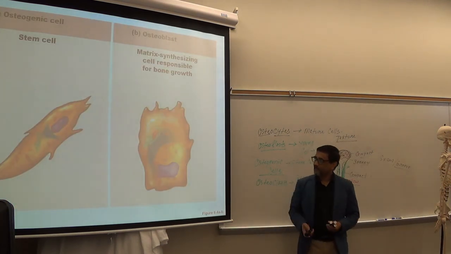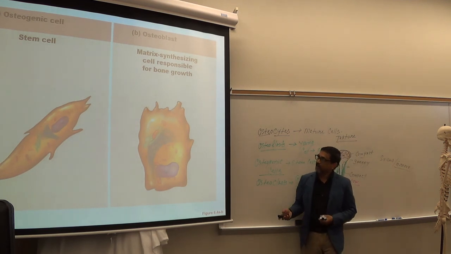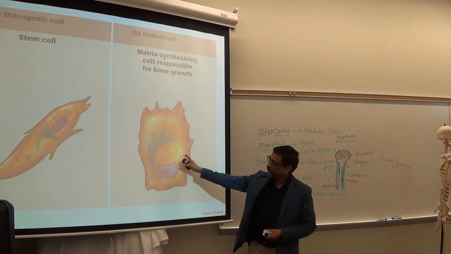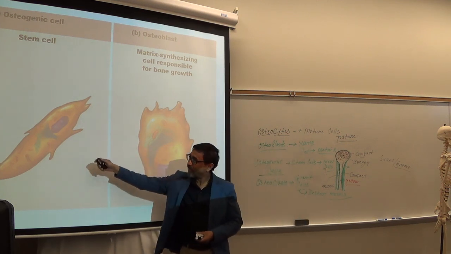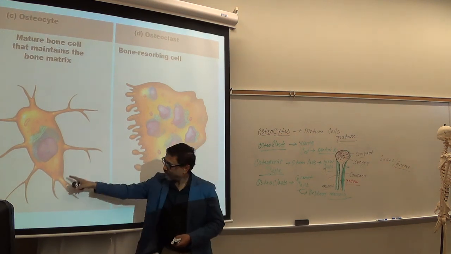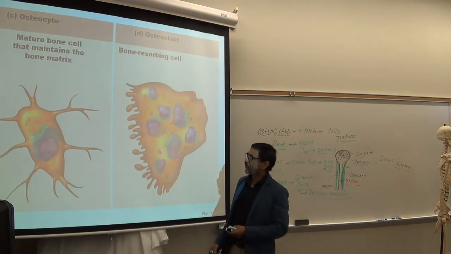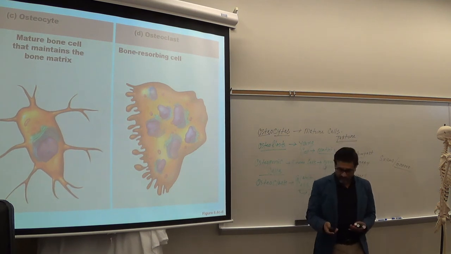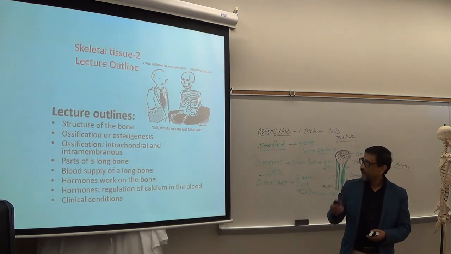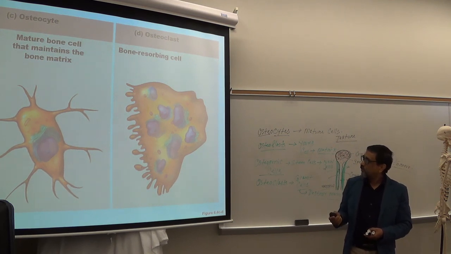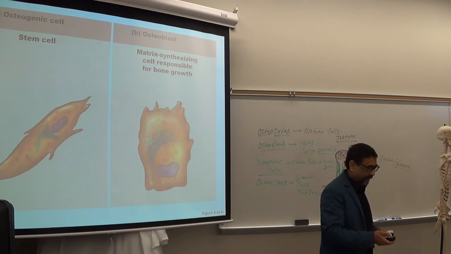So you see here, these are just drawings. This is the young osteoblast, producing matrix. This is a stem cell. This is osteocytes. Osteocytes have a number of processes, and then osteoclasts. Okay. The last thing.